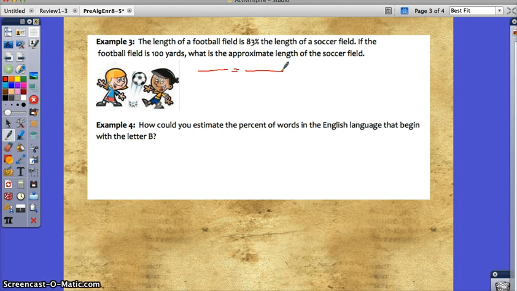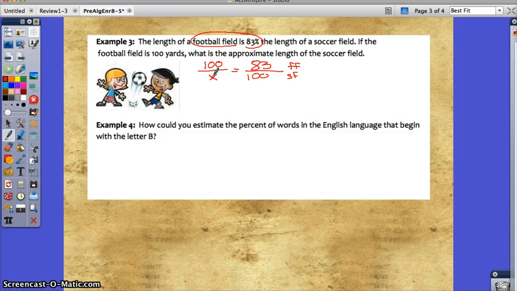So a football field is 83%, and a percent is always out of 100. And the 83 represents the football field. I'm going to put a little FF here to remember that the top is representing the football field, which means the bottom then is representing the soccer field. If the football field is 100 yards, that means it has to go on top to match. We want to keep both the numerators focused on football field. What is the approximate length of the soccer field?